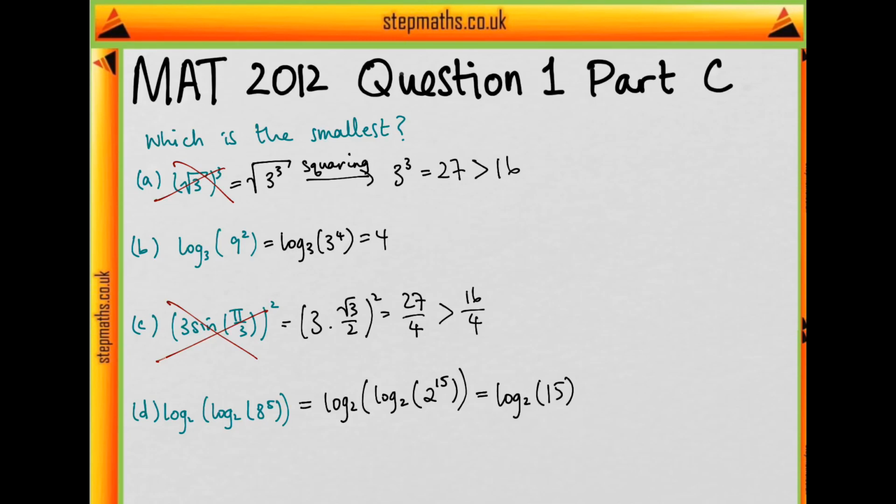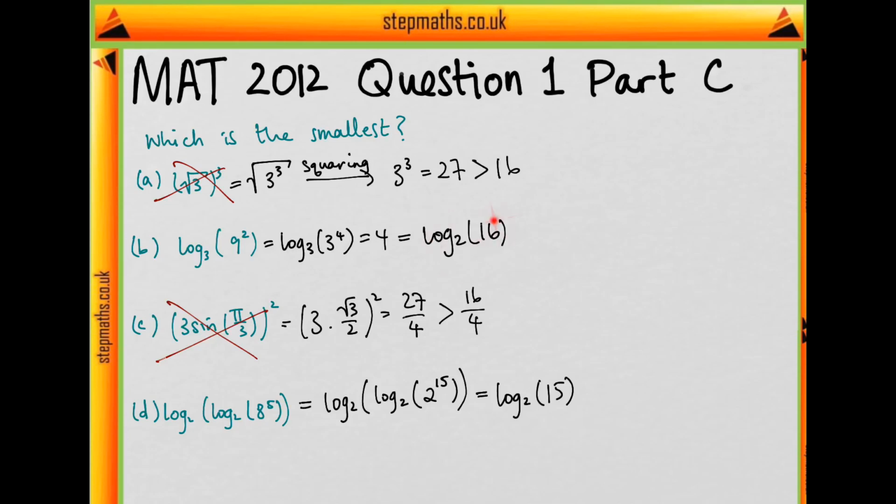Okay, so let's try and write 4 in terms of log base 2 as well, because then we'll be able to compare these two. Well, if we raise 2 to the power of 4, then we get 16, right? So we can rewrite 4 as log base 2 of 16, because this is just saying, what do I need to raise 2 to the power of to get 16? And we know that's 4.